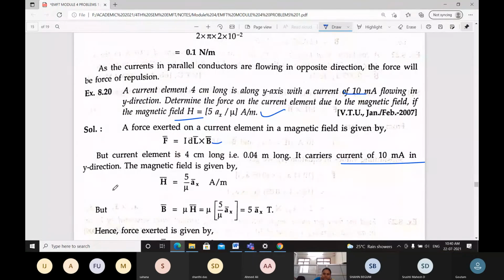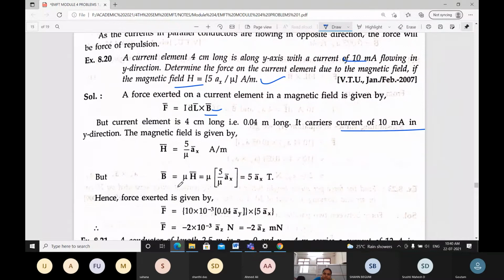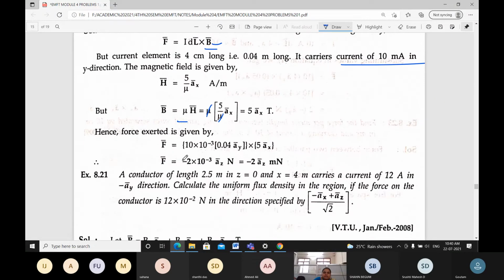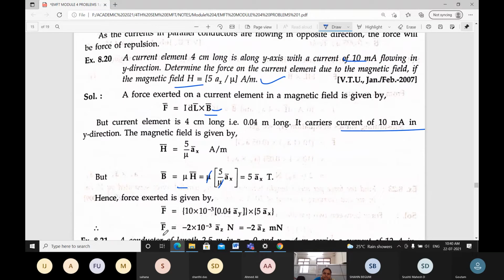The magnetic field given for us is H equals 5 by mu AX amperes per meter. The relationship between the magnetic field and the flux density B, we know, is B equals mu times H. Therefore substituting, mu H is 5 by mu, mu cancels, and we get 5 AX Tesla. Therefore for the force exerted, just substitute for B.